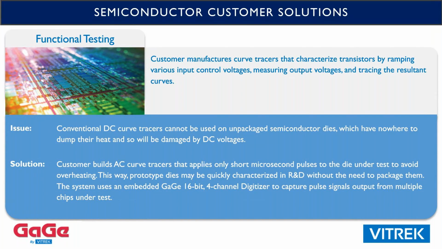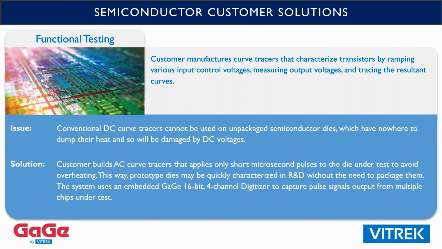So rather than forcing the researchers in R&D to go to the trouble of packaging their chips, what this customer does is make a curve tracer that only applies a very short pulse instead of DC voltages. It might apply a pulse of a microsecond or two every millisecond, thereby reducing the power applied to the die by a factor of 1,000, to where it doesn't overheat. So they can measure the same curve tracer curves without overheating and burning the die.